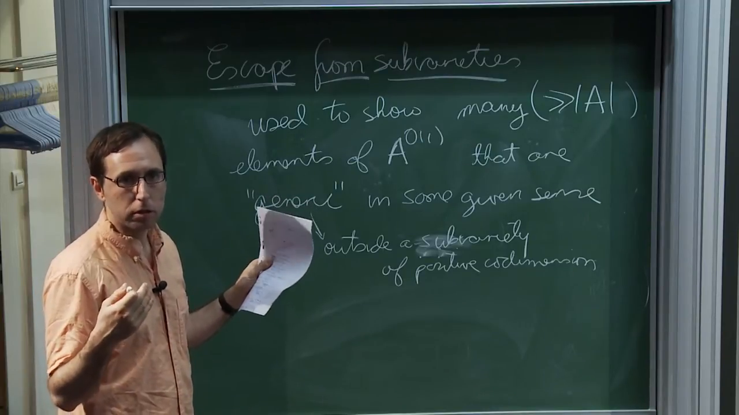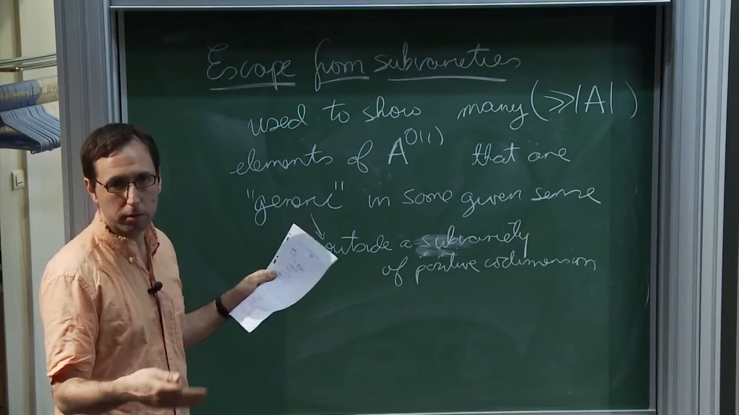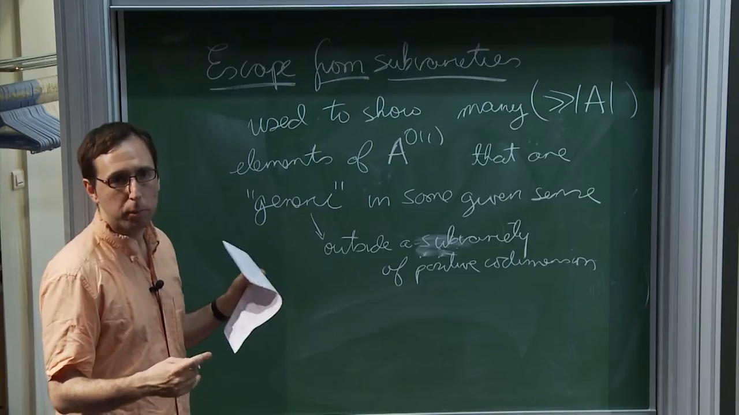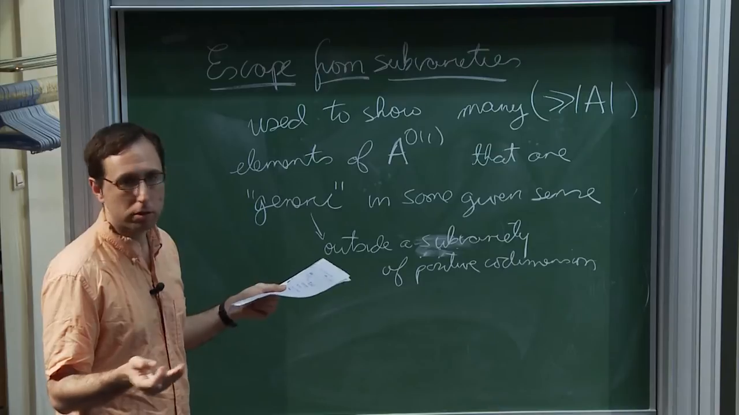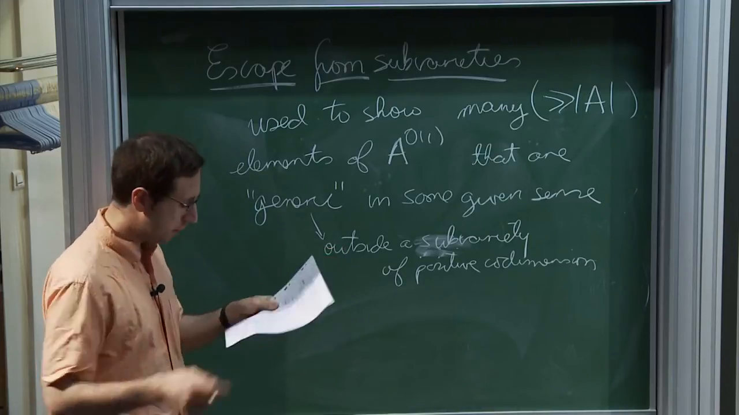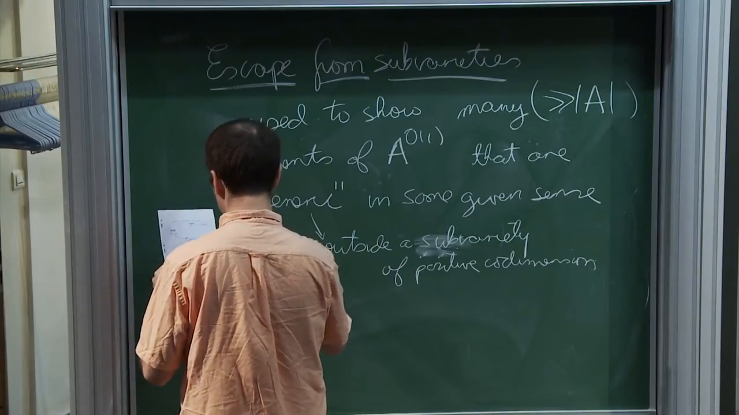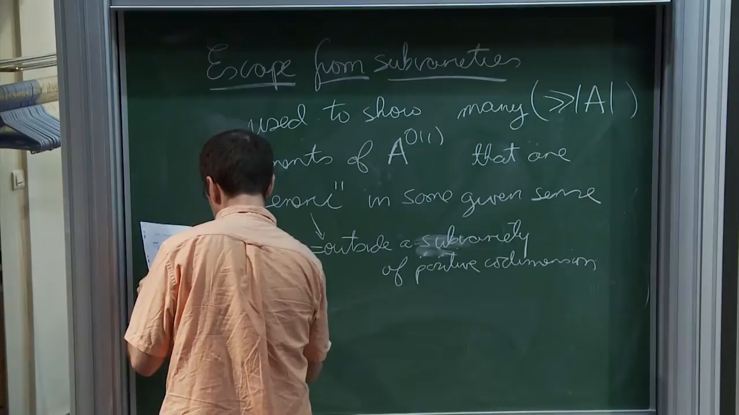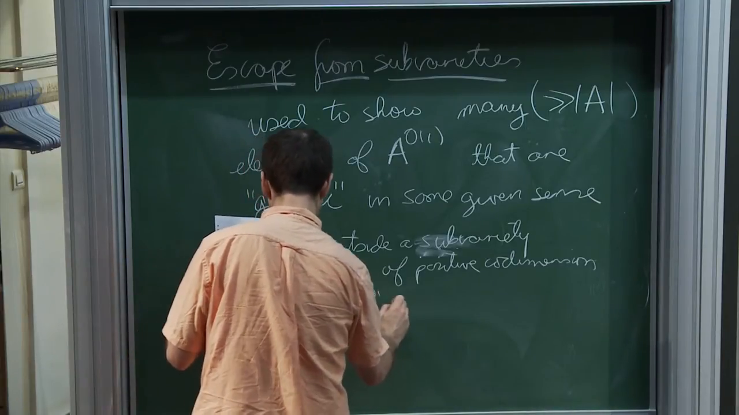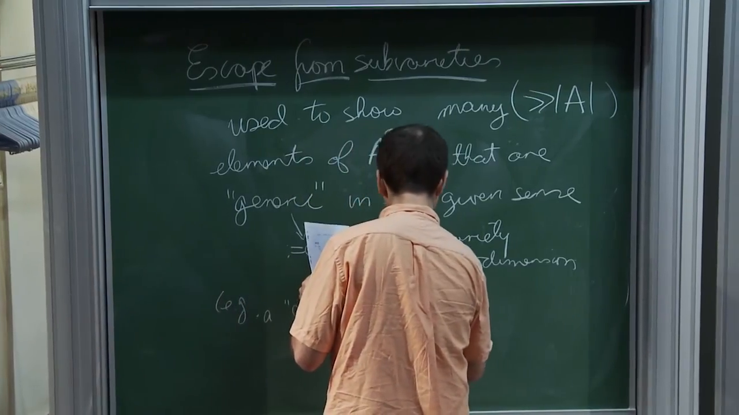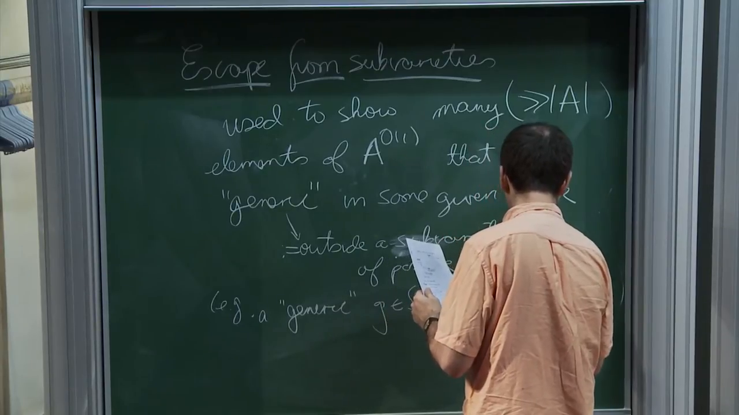That's a generic condition in the sense that not only are most elements or the great majority of elements of that kind, but the only way not to have that property is to satisfy an equation, that is, to be in a variety of positive codimension. So I will write down the example. So this is what generic means. So for example, a generic G in SLN is regular semi-simple, meaning it has n distinct eigenvalues.